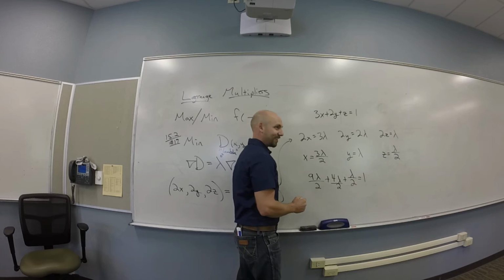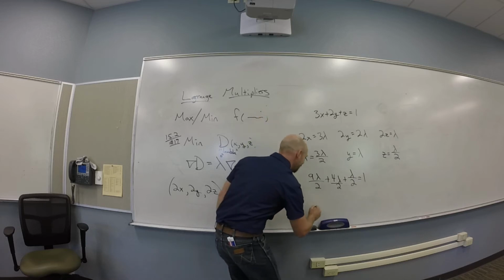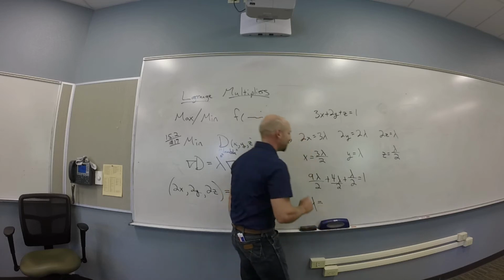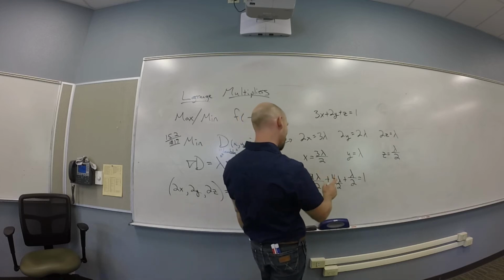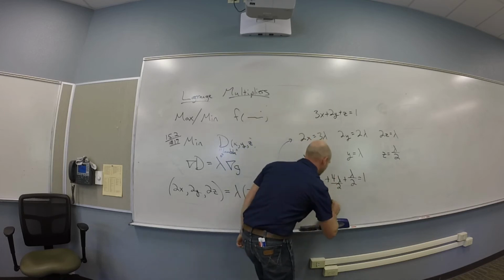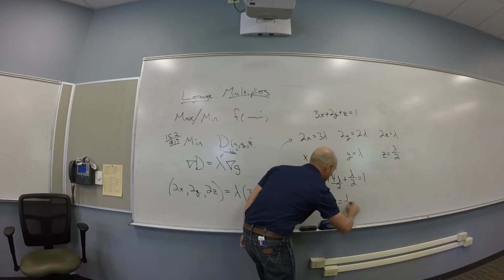Why are there 7s the whole day today? Because I keep doing the same problem over and over again, and it's full of 7s. So you get lambda is 1 over 7. Let's see, I got 14 lambda over 2 is 7. So 2 over 14, so lambda is a 7th.